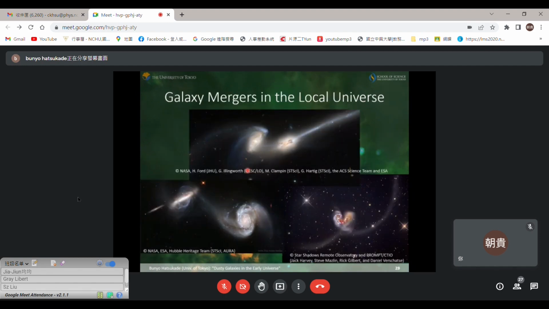And galaxy mergers are not rare and are often observed in the local universe. This is a beautiful picture of galaxy interaction or merger. The two galaxies are interacting through their gravitational potential, and then at the late phase of the galaxy merger, they finally collide into a single massive galaxy.